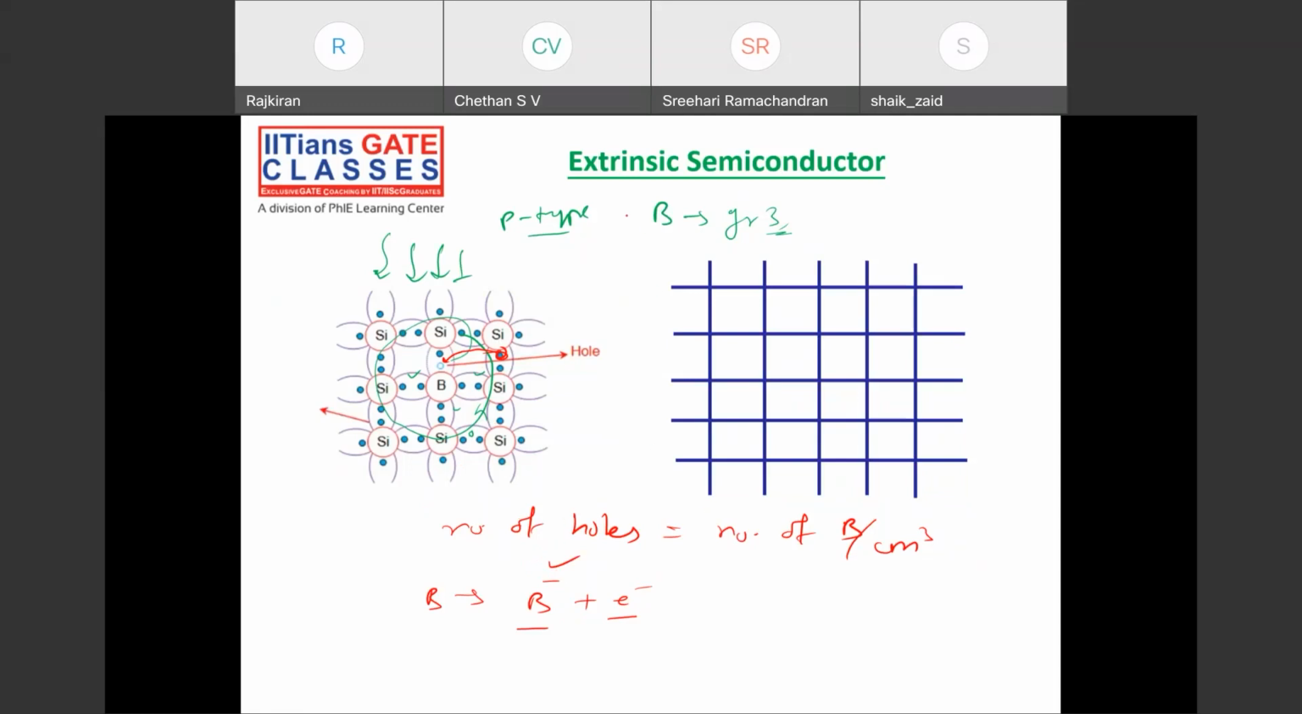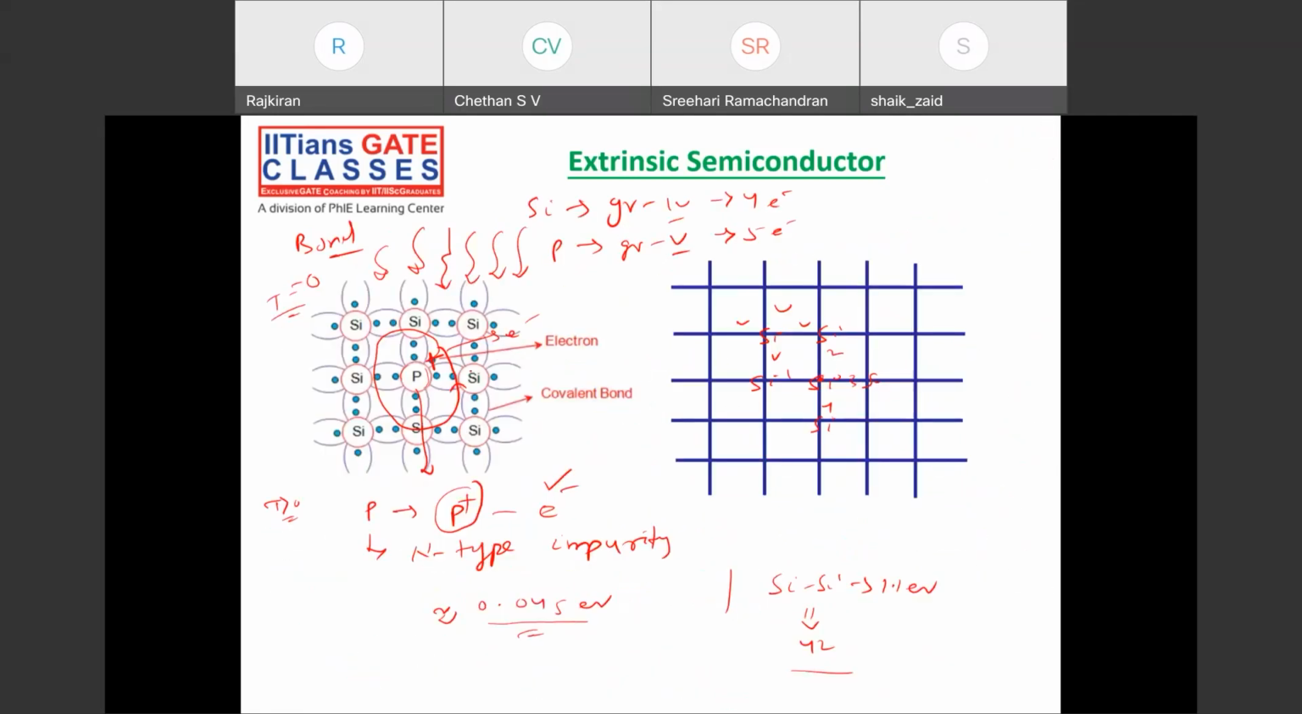So this is called a p-type semiconductor, and it gives only holes, not electrons. This ionization gives only holes. The boron accepts one electron from the silicon bond, so the number of boron atoms equals the number of holes. I'm not getting any electrons. All the boron atoms will be negatively charged, each accepting one electron from the silicon bond and becoming a hole.